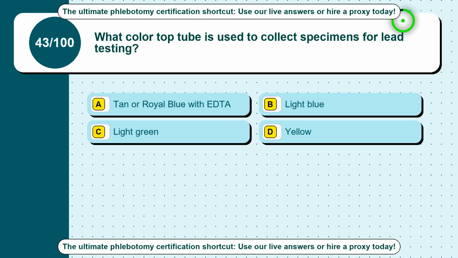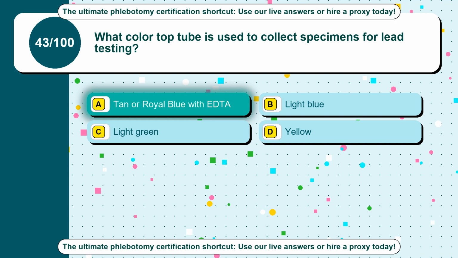Question 43. What color top tube is used to collect specimens for lead testing? Option A, tan or royal blue with EDTA. Option B, light blue. Option C, light green. Option D, yellow. The correct answer is option A, tan or royal blue with EDTA.